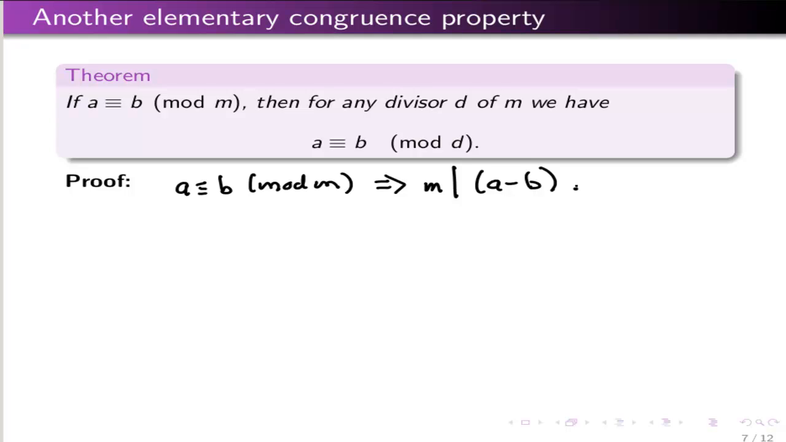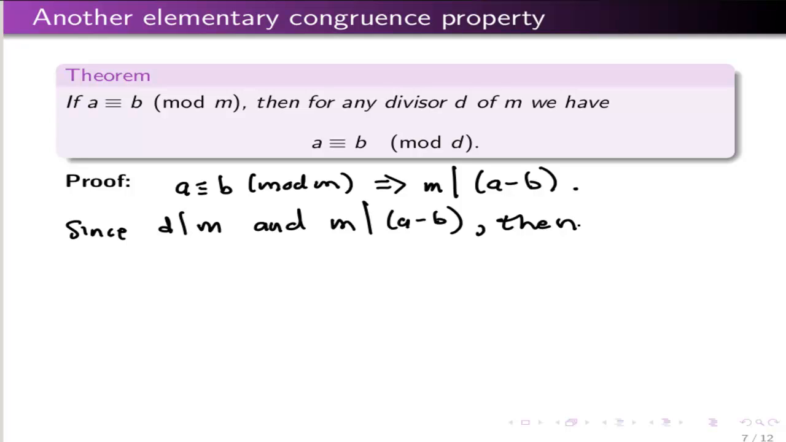Okay, now we're given that d is a divisor of m, so since d divides m, and m divides a minus b, then by the transitive law for divisibility, we get that d divides a minus b. That is, a is congruent to b mod d. It's as simple as that.